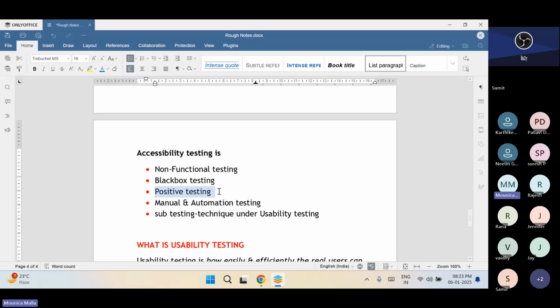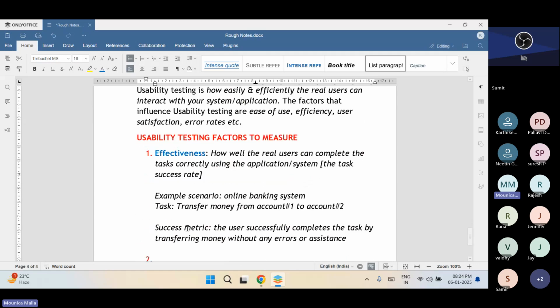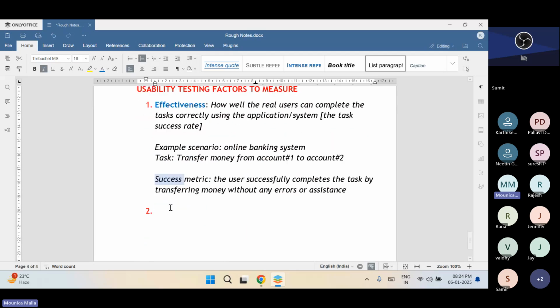Because accessibility testing is not a functional testing, it is a non-functional testing. And most of the non-functional testings are positive testings, like performance testing is positive testing, usability testing is positive testing, compatibility testing is positive testing, load testing, stress testing, soak testing, endurance testing, volume testing, they're all positive testings. Finally, accessibility testing is also positive testing. Hence, I'm using the word success metric here. I'm not talking about a failure metric right now, that's not needed.